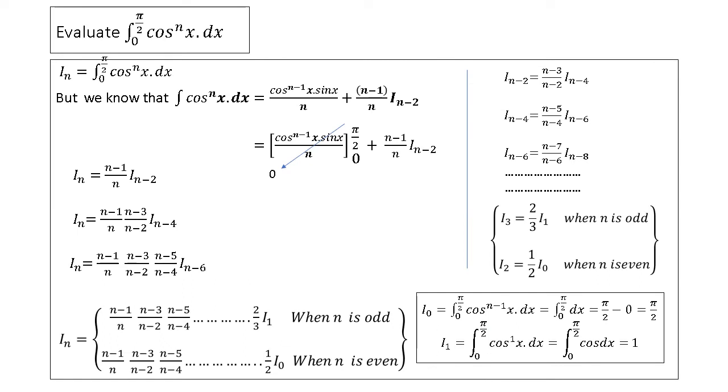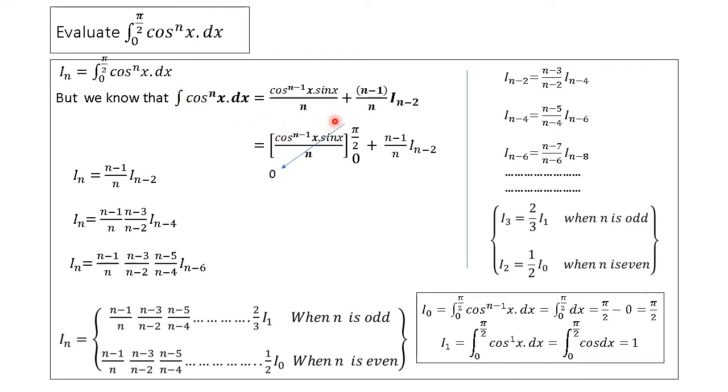Evaluate the integral from 0 to pi by 2 of cos to the power n x dx. To evaluate this one, let us consider the whole integral as I_n. I_n is equal to the integral from 0 to pi by 2 of cos to the power n x dx. We already derived the integration of cos to the power n x dx, which is this one. Just apply the limits 0 to pi by 2.